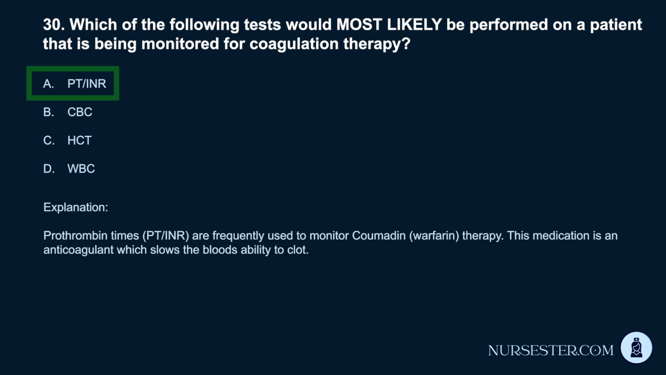PT/INR. Prothrombin times, PT/INR, are frequently used to monitor Coumadin, warfarin, therapy. This medication is an anticoagulant which slows the blood's ability to clot.